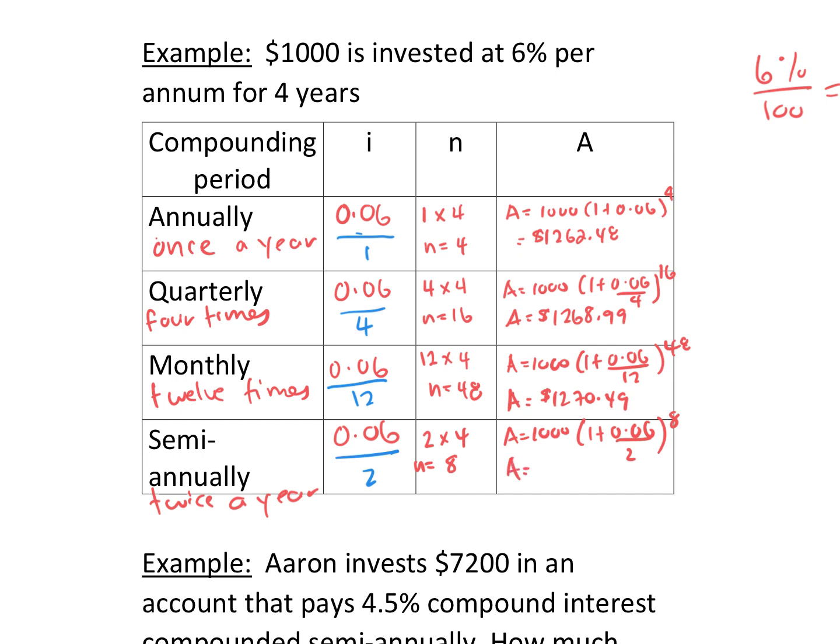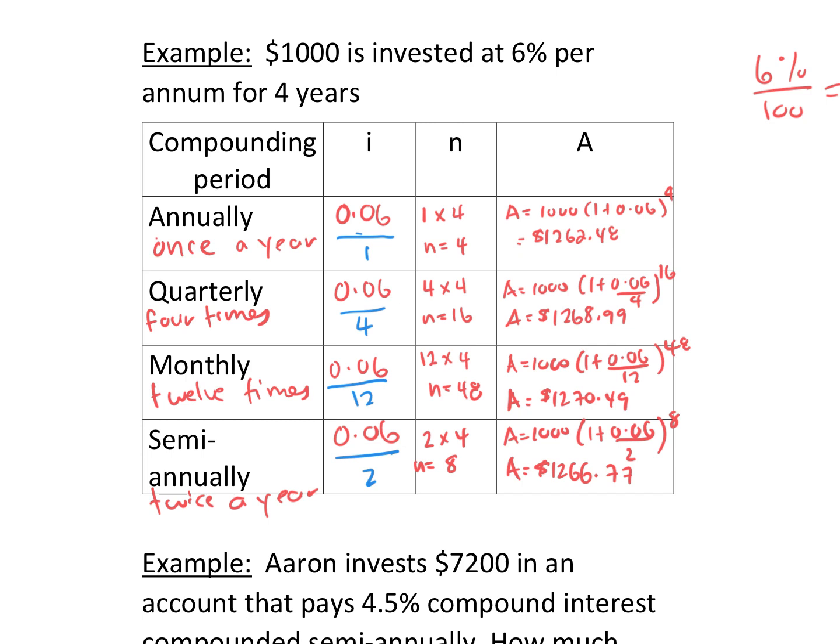And then finally, semi-annually, we're doing it twice a year. So we're going to divide that 0.06 by 2. And it's going to be 8 times in total, $1,266. So you'll see that annually we earn 1262, twice a year is 1266, 4 times a year is 1268, 12 times a year is 1270.